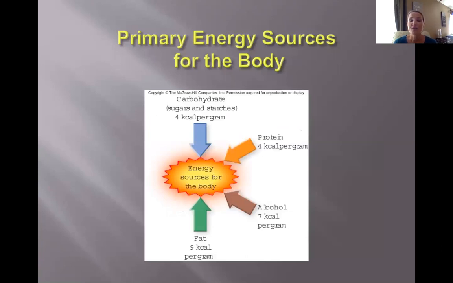Now, all of our essential nutrients, and so these are macronutrients, the carbohydrates, protein, and fat, they all provide energy. So when we're figuring out how many calories are in something, carbohydrates provide 4 calories per 1 gram of carb. Proteins provide 4 calories for 1 gram of protein, and 1 gram of fat provides 9 calories. We include alcohol in here. Alcohol does provide 7 calories per gram.